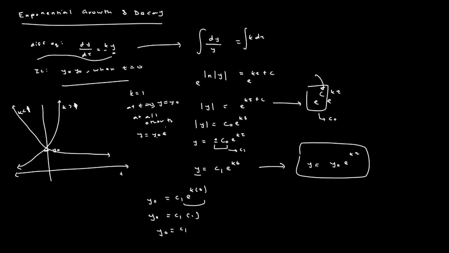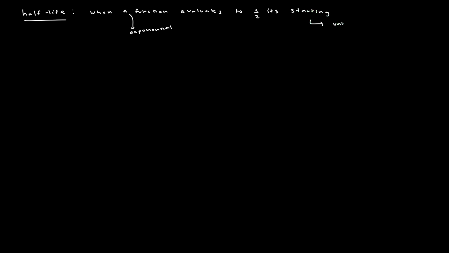Now that we have seen and derived the exponential function, one important thing that people worry about with exponential functions is half-life. Half-life just represents when an exponential function evaluates to half of its starting value. And by starting, I mean the value at t is equal to 0.